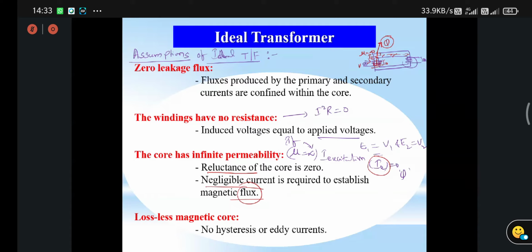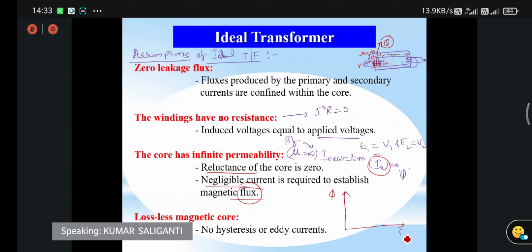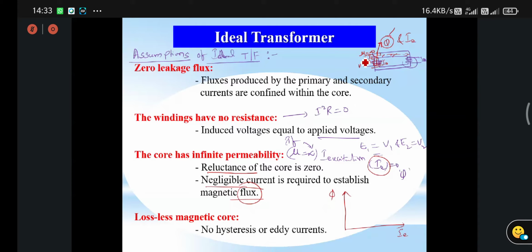Next, there is a lossless magnetic core here. Lossless magnetic means no hysteresis or eddy currents. If you draw the flux phi against the exciting current, or take B, the maximum flux density, and H, the field intensity, it is called the BH curve. For a lossless magnetic core, the magnetization curve of the transformer is linear.